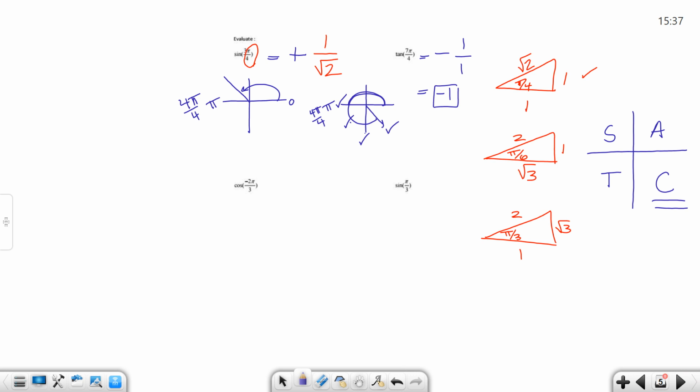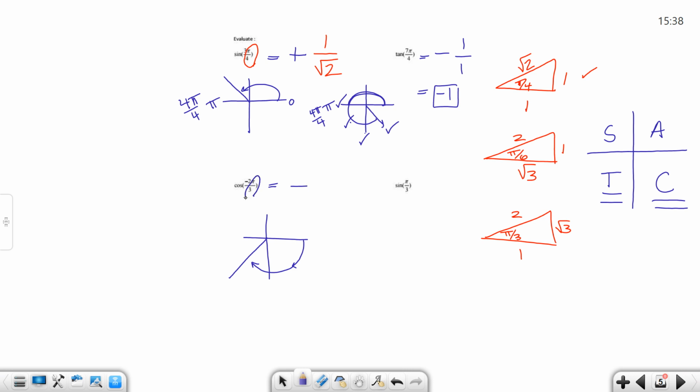Okay, at the bottom I have the cosine of negative 2 pi over 3. Okay, negative means we're going in the opposite direction. So if I look at this one going in this direction, that would be negative 1 pi over 3. So negative 2 pi over 3 would be located here. That's quadrant 3. In quadrant 3, the tangent is positive, but all of your other basic trig functions are negative. So if the tangent is positive, that means the cosine is negative. So I'm going to have a negative answer here.